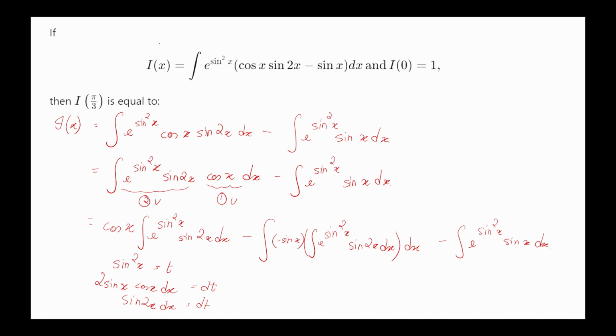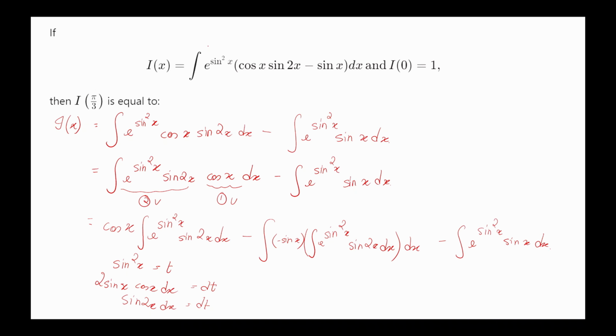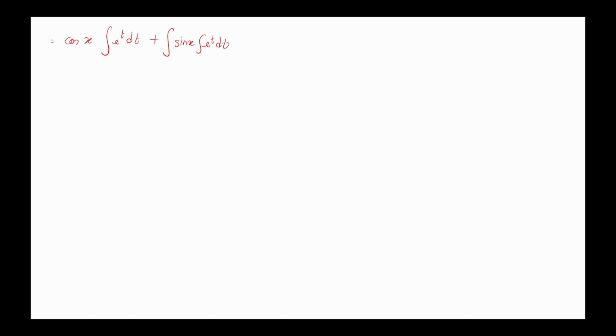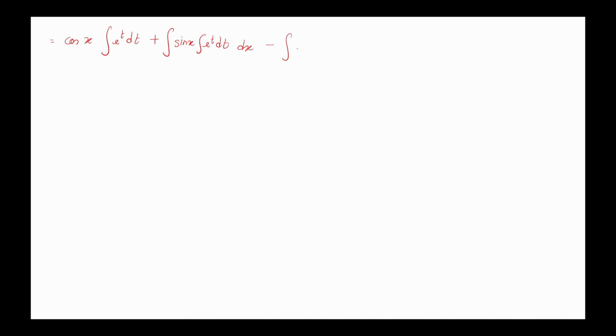So now I'll start replacing the values. Here I would have cos of x integration e to the power t dt minus, sorry, this would become plus, we would have integration of sine x, and here inside the integration we would have e to the power t dt again, and this entire thing is dx minus, I'm leaving this entire function to be the same as it was before. I'll try to solve this later on and let's see if there's some pattern that I can see or not.